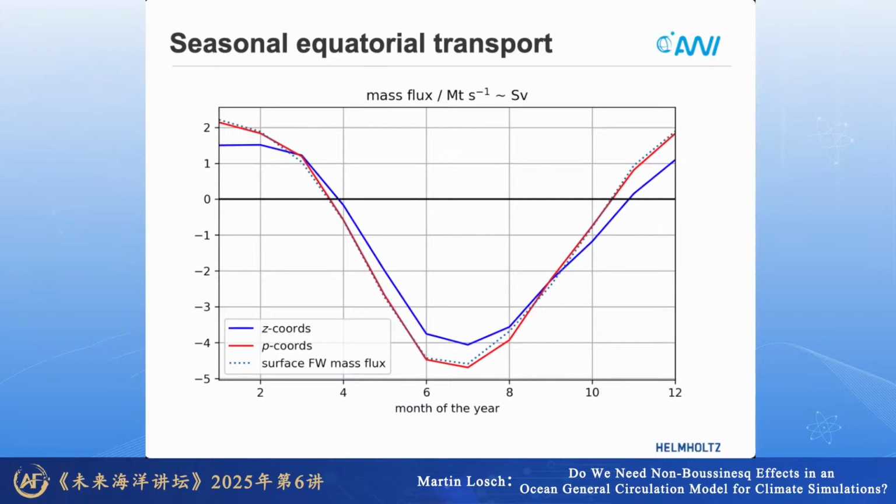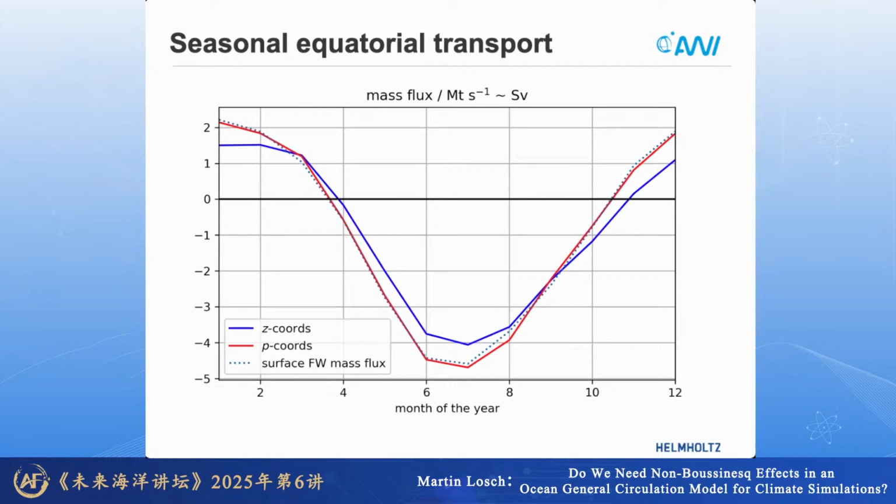Basically the ITCZ, intertropical convergence zone, moves across the equator back and forth over the season, dumping the water in the northern hemisphere and in the southern hemisphere, and then there's a flow that compensates for this across the equator, and this flow is actually being underestimated by the z-coordinate model by approximately 1 Sverdrup. With the pressure coordinate model, you can reproduce the mass flux to be nearly identical to the surface freshwater flux between the two hemispheres, but in the Z model you underestimate that. So that's basically on the regional scale.